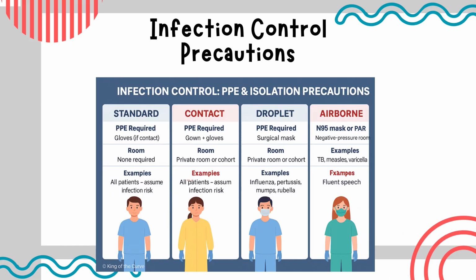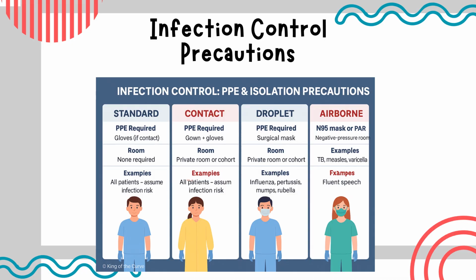And then here is another good visual aid for the different types of infection control, the PPE and isolation precautions that are utilized for each one. So first you have standard, that's where PPE is required. Typically it's only going to be gloves if you're coming into contact with anything. No special rooms needed. This is standard for all patients. So for all patients, you assume the infection risk.